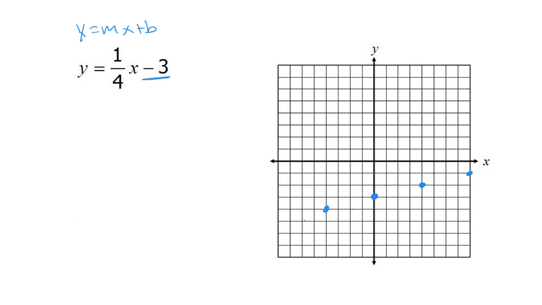1, 2, 3, 4. There we go. And then once I have my points plotted, go ahead and draw a line connecting them. Add some arrows because that line would continue to go in that same fashion. And that is that line plotted from that equation.